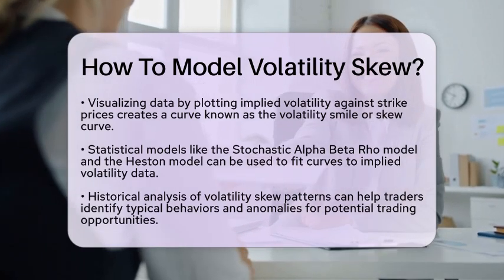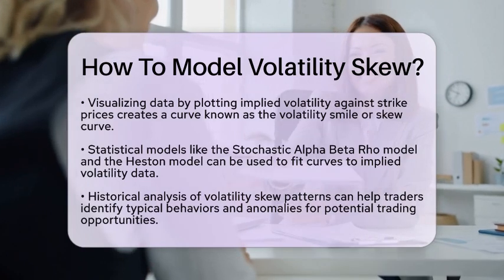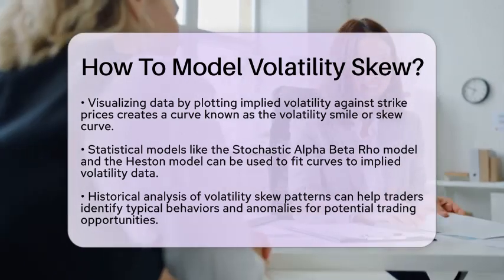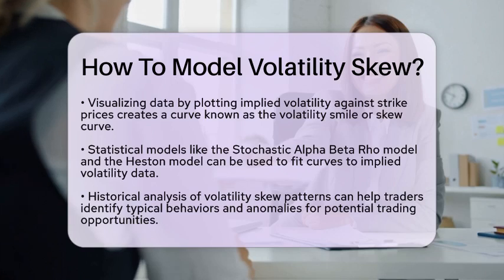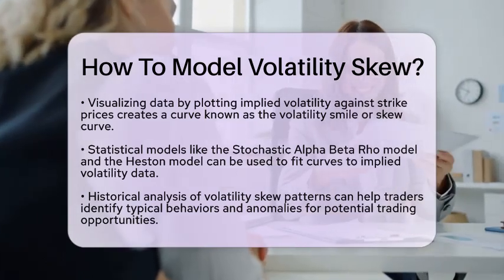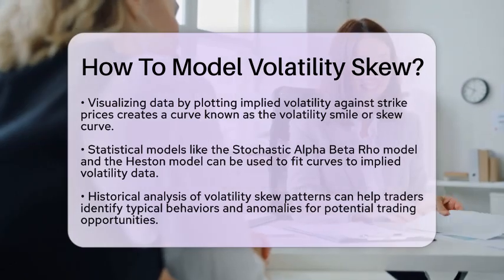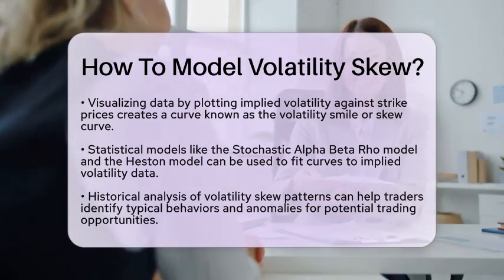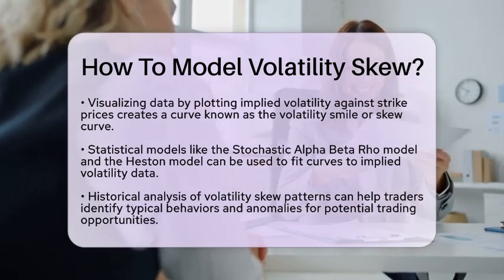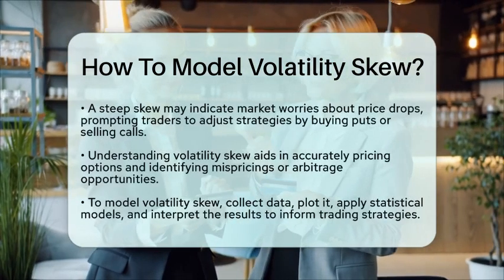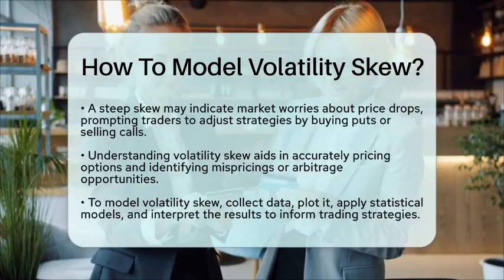In options trading, understanding volatility skew can inform your trading strategies. If the skew is steep, meaning out-of-the-money puts have much higher implied volatility than out-of-the-money calls, it may signal that the market is worried about a price drop. Traders might adjust their strategies to account for this increased downside risk, such as buying put options or selling call options.